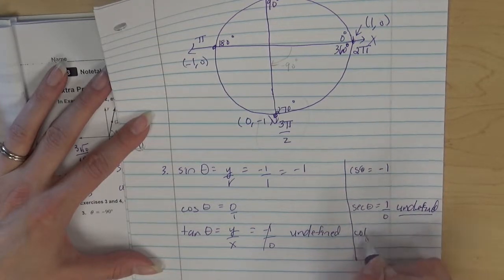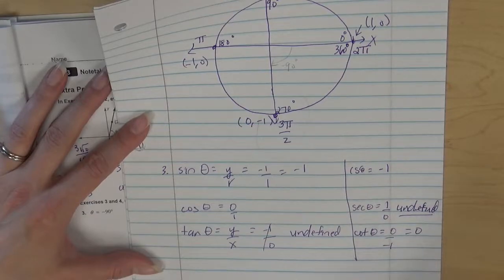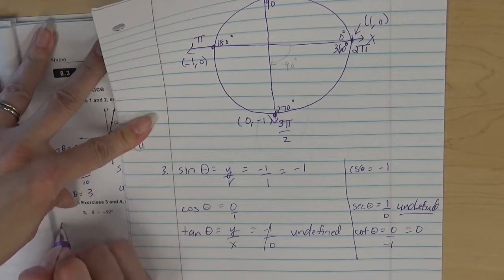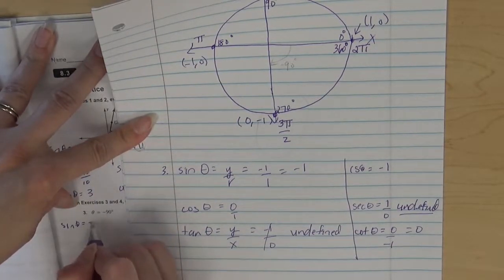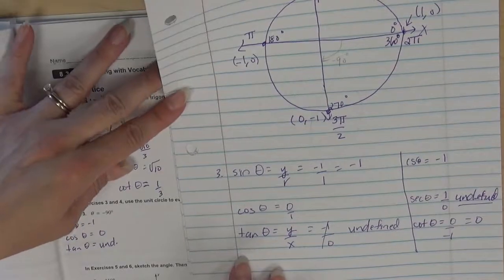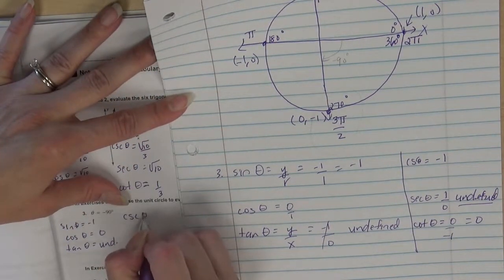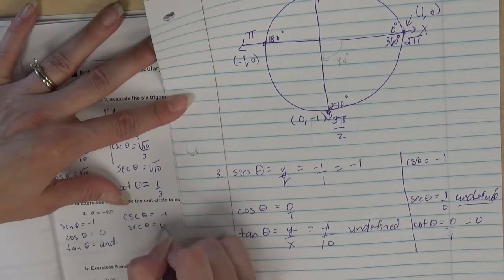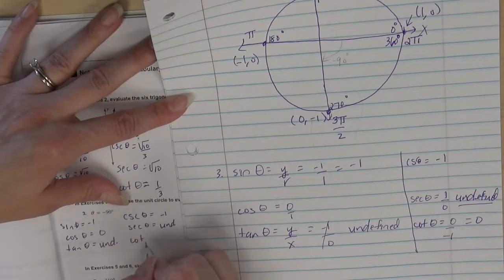And finally, for cotangent, we need the reciprocal of -1 over 0, so that would be 0 over -1, which is 0. So my answers for number 3: sine theta is -1, cosine theta was 0, tan theta is undefined. And then cosecant theta was -1, secant was undefined, cotangent was 0.